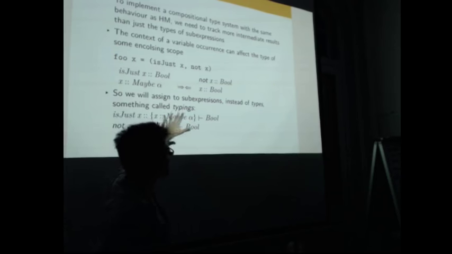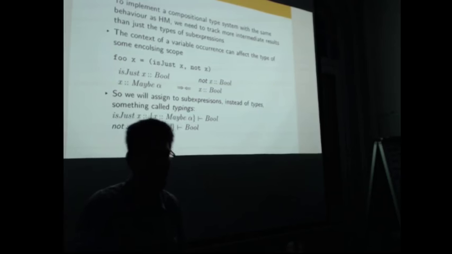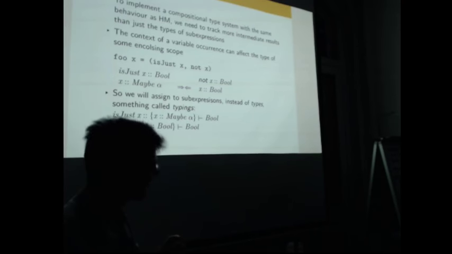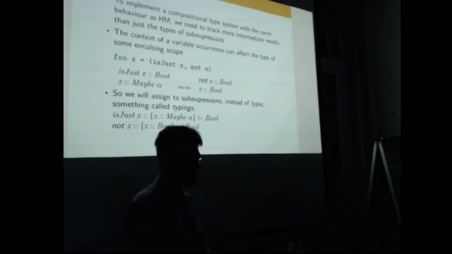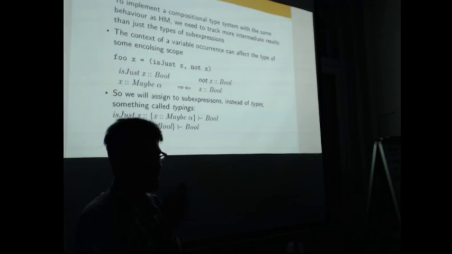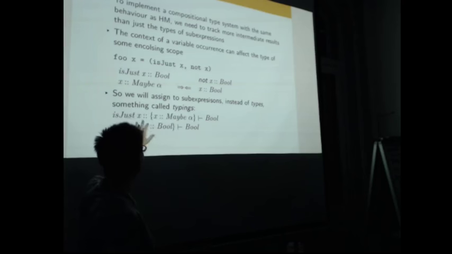It says X is maybe A, but for a fixed A, for a meta variable A. So the A is fixed for the foo. The A is fixed in the same sense as an existentially bound type variable is fixed. It's a Skolem variable, a meta variable, right? No, we're not yet at the foo level. We'll see how that works.